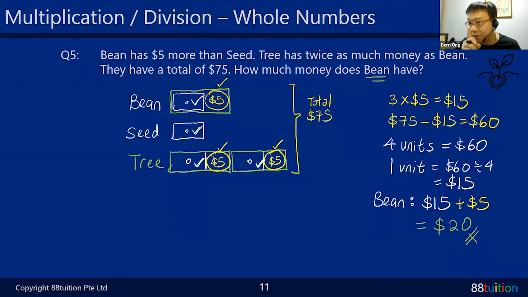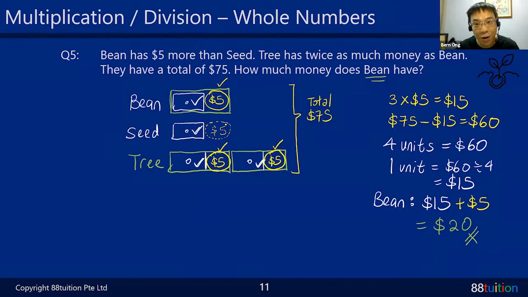Now you make a comparison. Bean got one white and one $5. Tree got one white and one $5. Is that true? Hey, look at seed. Seed only got one white. How come it's not the same? So you plus in the extra $5. Seed doesn't have the $5, so I purposely plus in this dotted $5. Can you see that? I purposely add in this dotted $5 because he doesn't have it.